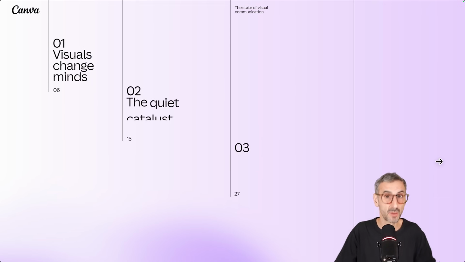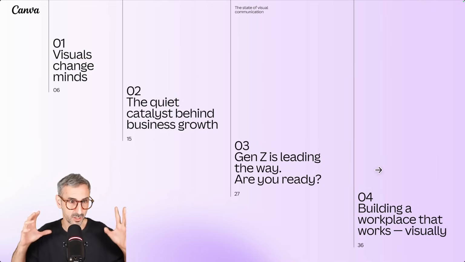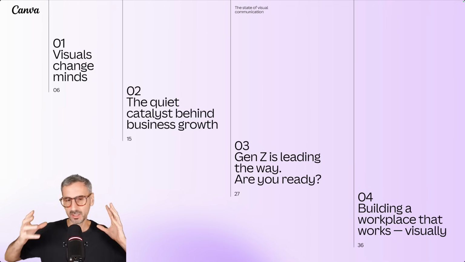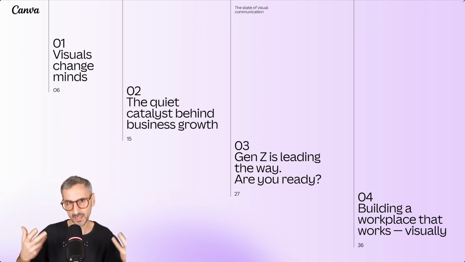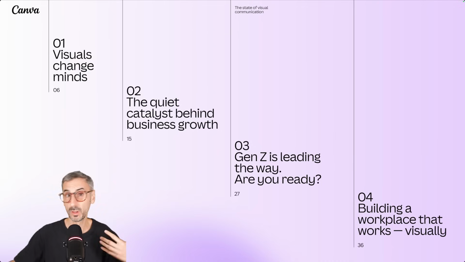This report is divided into 4 different sections that are represented here. The first one, visuals change minds. There is a study behind this that is presented in the report, on how visual communication is affecting your mind and the way people are evolving with communication and making it ever more visual.